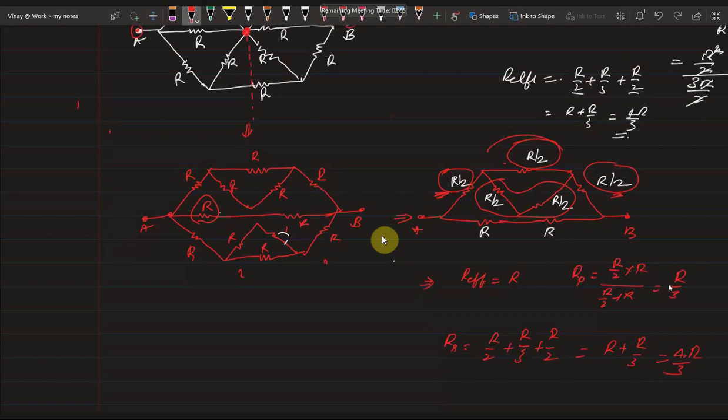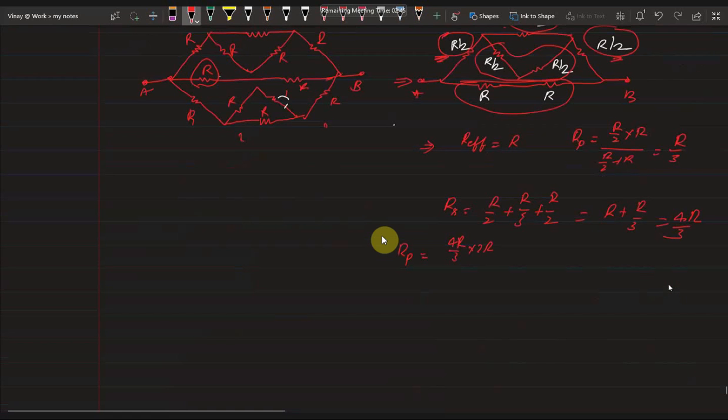Lower part is 2R. Then effective resistance in parallel is equal to 4R by 3 into 2R divided by 4R by 3 plus 2R. That can be taken as 8R square by 3 divided by 10R by 3. Cancel these two. That is 8R by 10, which is equal to 4 by 5 R. This is the answer.